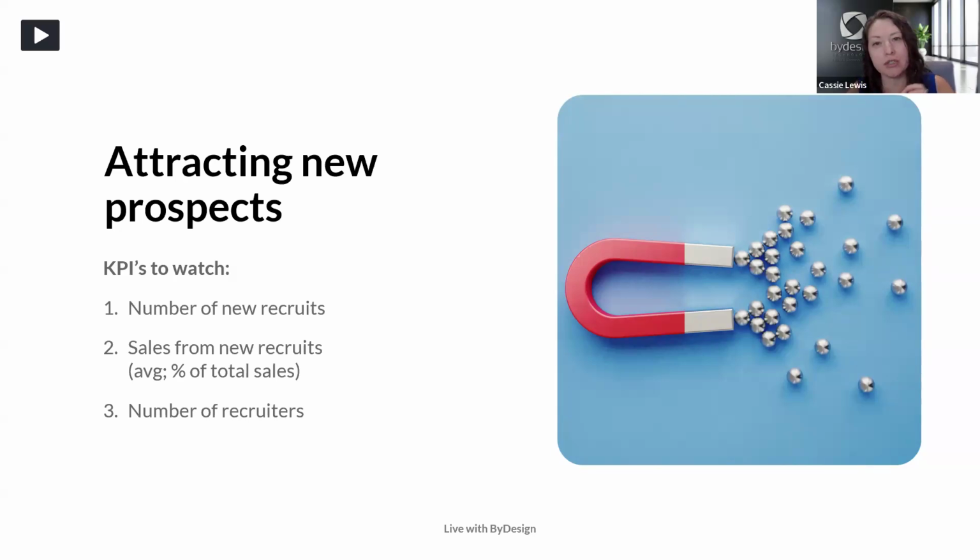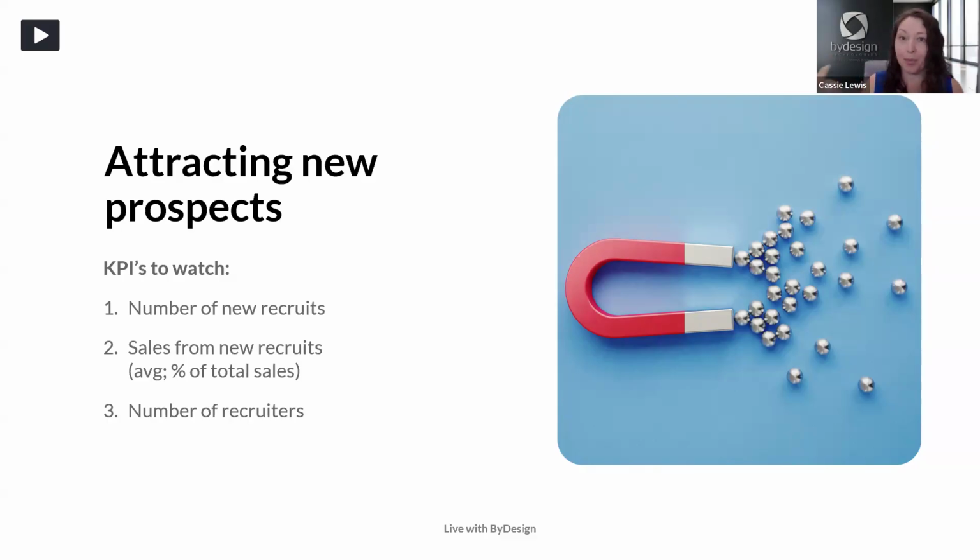But I also encourage you to dig a little bit deeper. Go beyond the surface level of just looking at the number of new recruits and start looking at the sales from new recruits. So on average, what are the sales for your reps in their first 30 days, in their first 90 days, in their first year of the business? This is going to help you to look at not just, are we attracting new reps to our business, but are we attracting new reps who are then actually working and contributing and growing the business? So those are two very different KPIs.